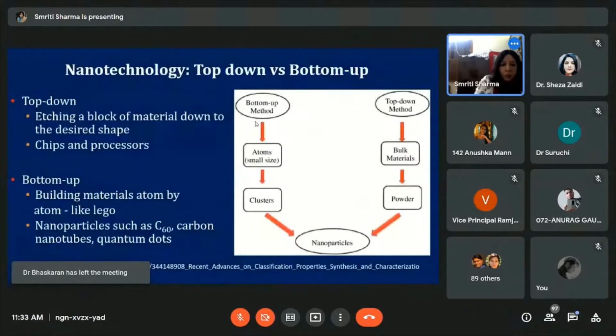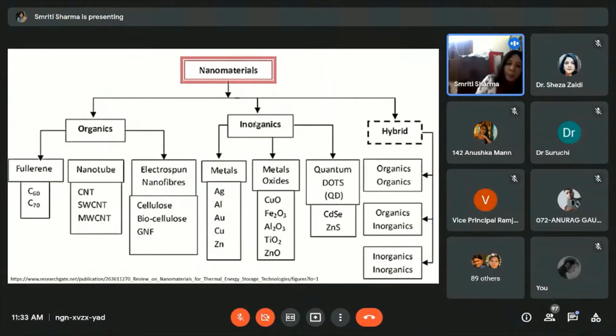So why is it so? We will come to that in due course, in the course of this lecture. Please remember these points. We will come back to these. So nanomaterials, if you have to classify, they can be organic, inorganic, or hybrid. So organic nanomaterials are fullerenes. You must have heard about them, nanotubes, and cellulose, biocellulose, the electrospun nanofibers.